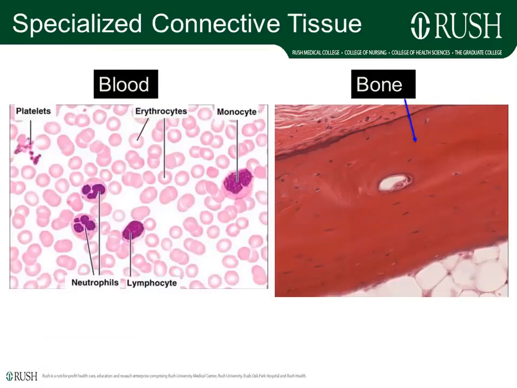Here's a couple of examples of specialized connective tissues. And yes, blood is indeed a connective tissue. So the blood cells that flow throughout your entire body are a connective tissue, just like bone is another specialized connective tissue. Looks completely different from blood.